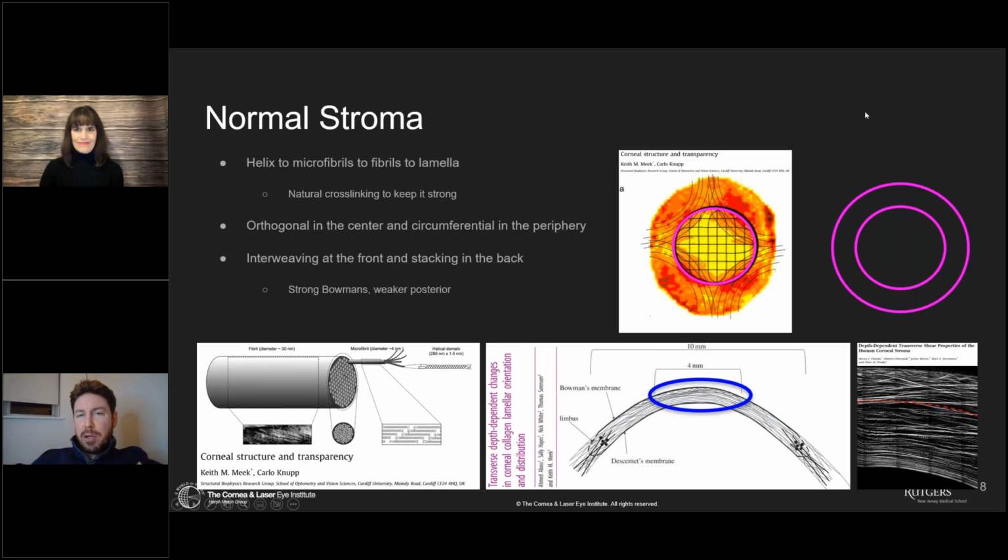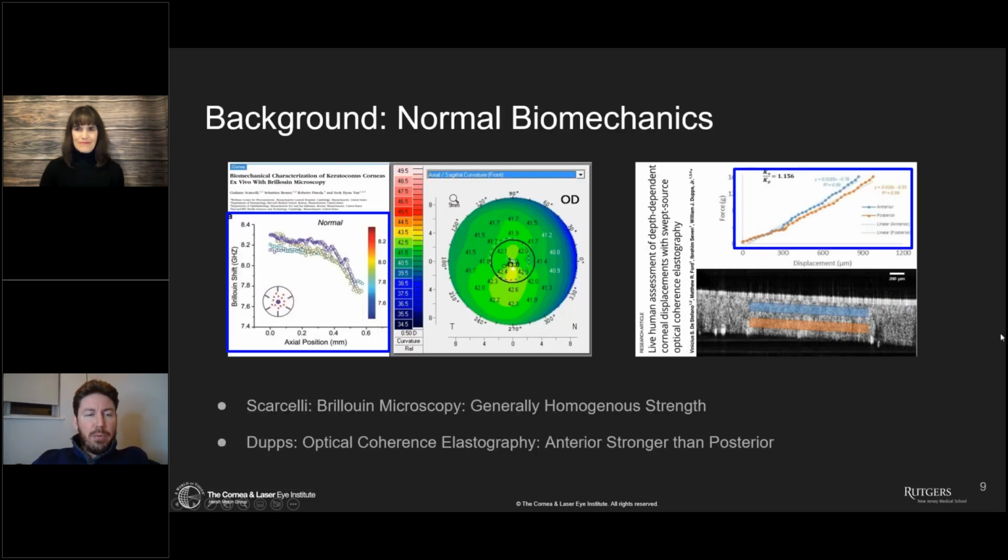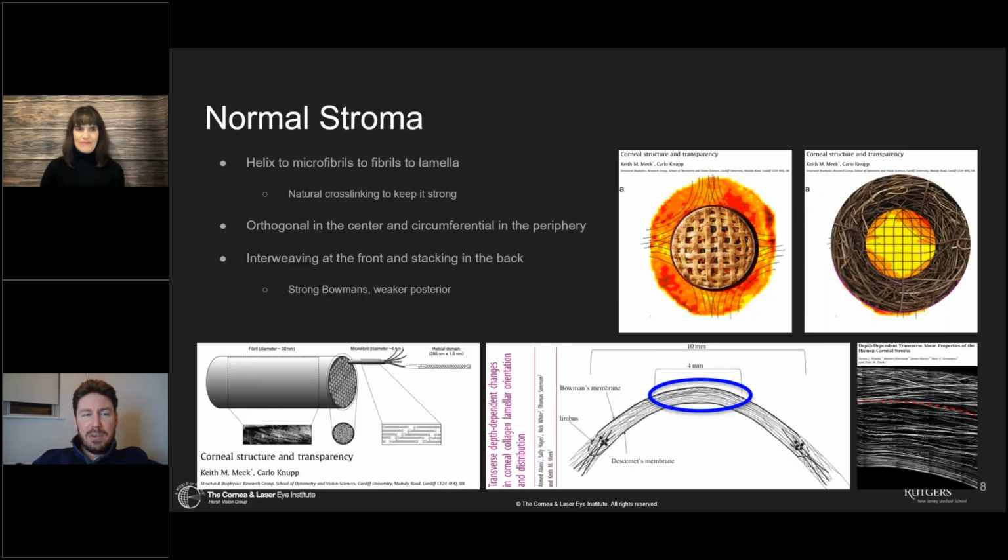So when we talk about keratoconus, we really need to understand the differences in the stromal architecture between a normal cornea and the keratoconic cornea. The normal cornea is put together by a series of helixes of collagen fibrils, which come together to make microfibrils. Those microfibrils come together to make fibrils, and those fibrils then come together to be bands of lamellae. The bands of lamellae are densely interwoven in the front of the cornea, and as we go to the back of the cornea, there is more stacking of those lamellae.